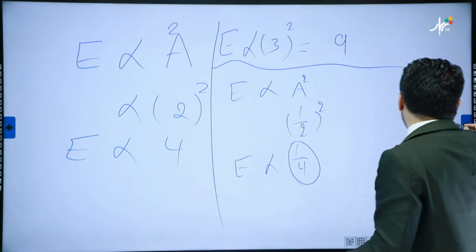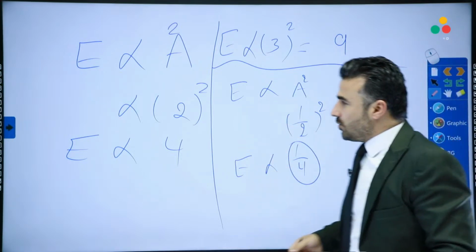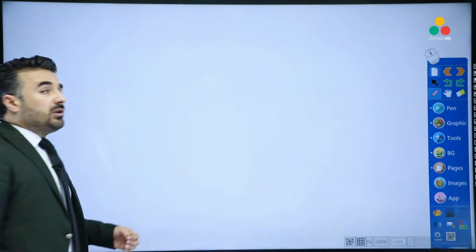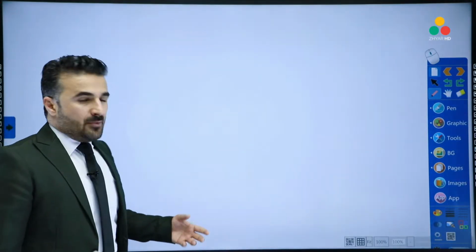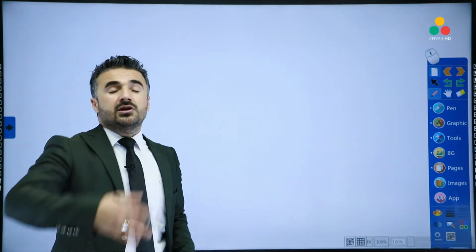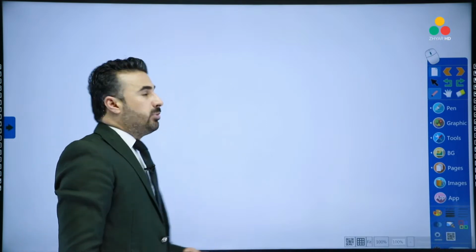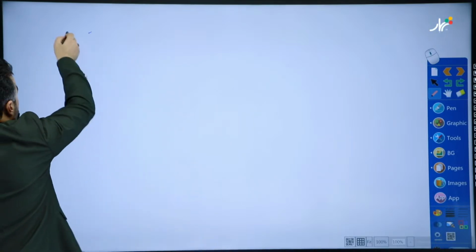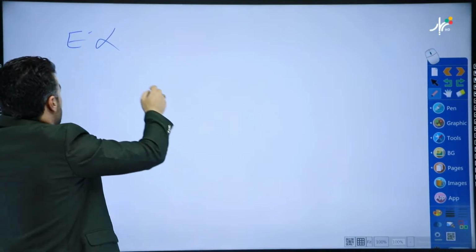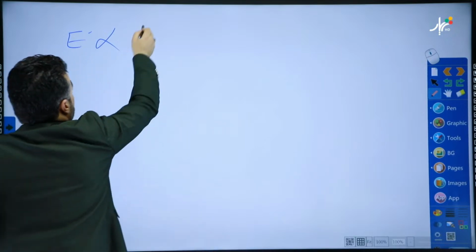Okay, that is one. Now let's switch it up. This time, what will you do if they give you the energy transfer and want you to find the amplitude? We do know, as we just said, that energy is directly proportional to the amplitude squared.